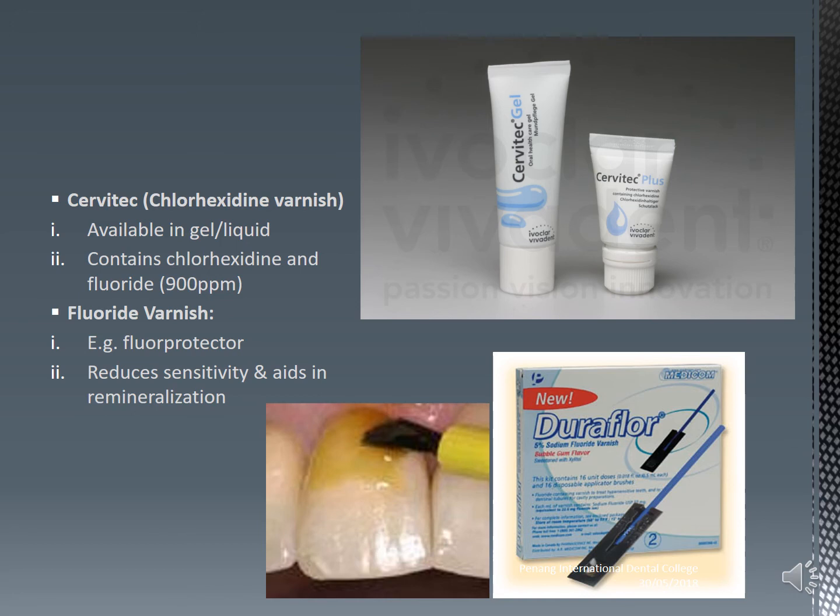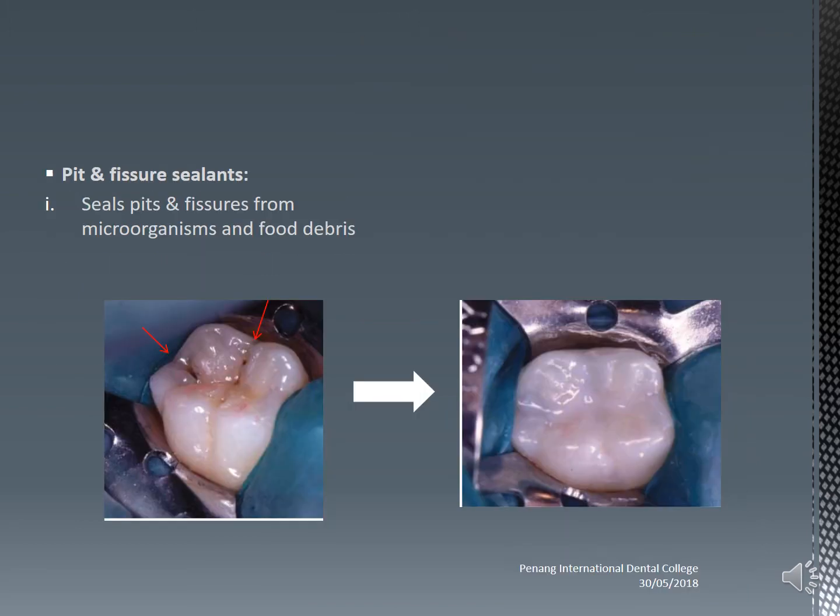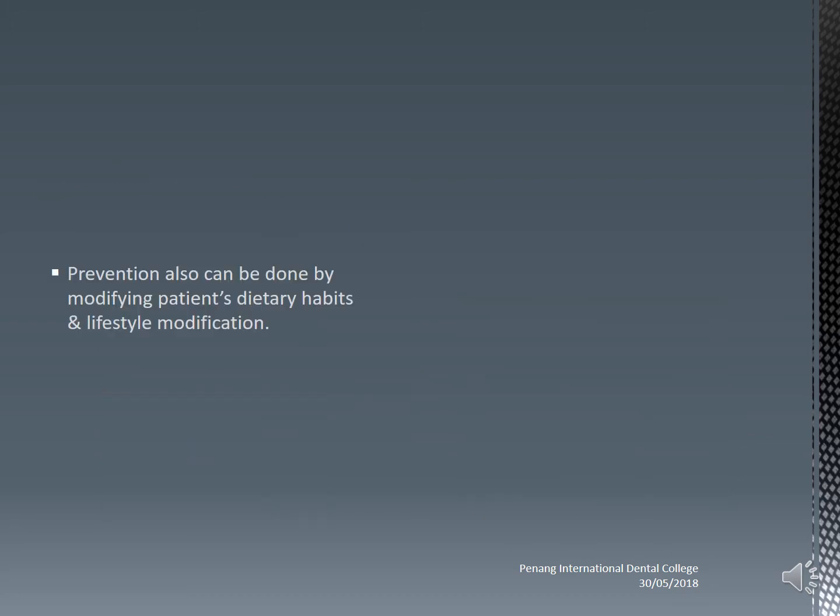Coming to the antibacterial varnish, which is Cervitec, available in gel or liquid form. It contains chlorhexidine as well as fluoride. You can also go for fluoride varnishes like Fluor Protector, which reduces sensitivity and also aids in remineralization. Pit and fissure sealants help in prevention of dental caries by sealing off the pits and fissures from microorganisms and food debris. Prevention can also be done by modifying patients' dietary habits and lifestyle modifications.